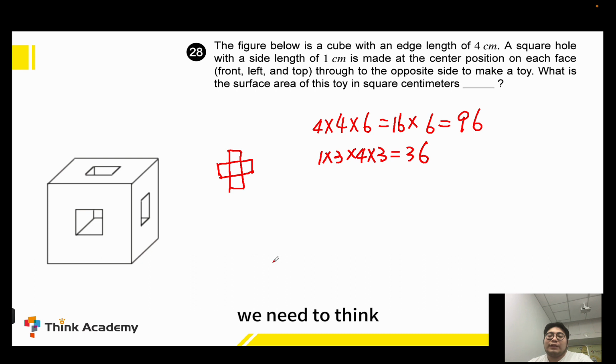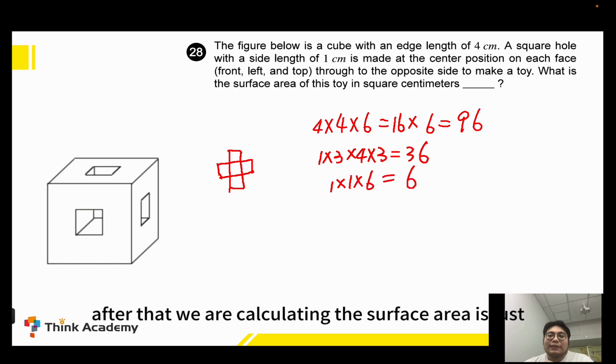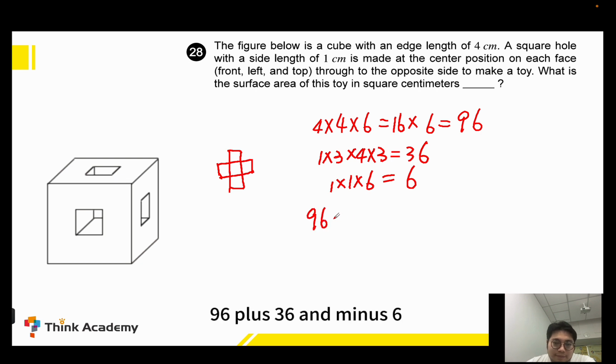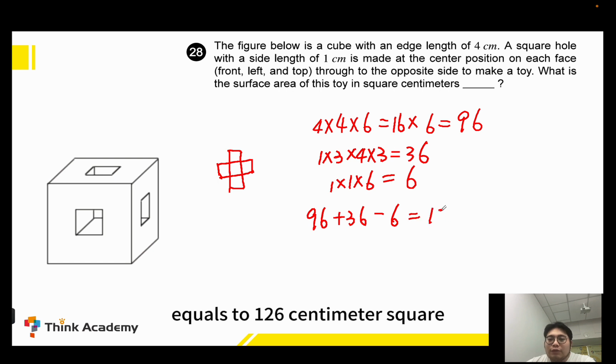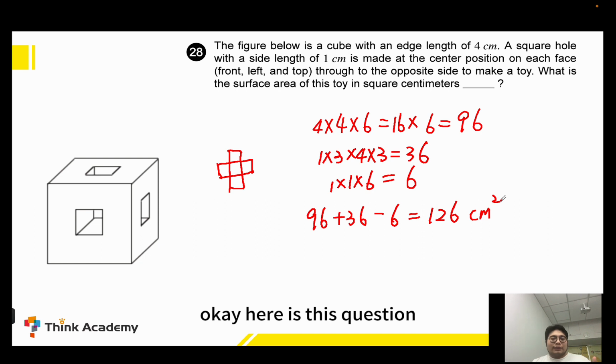Also we need to think about the overlap. The overlap part is the 6 smaller 1 times 1 squares on the surface. What about the area of the 6 smaller squares? It's 1 times 1 times 6, which equals 6. After that, we calculate the surface area. It's 96 plus 36 minus 6, which equals 126 square centimeters. Okay, here is this question.